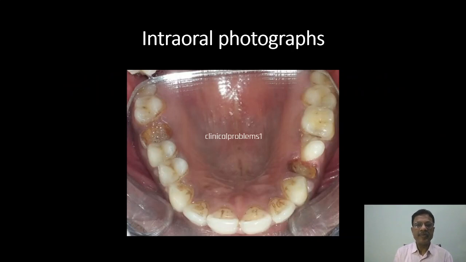Now this is the extraoral picture, which shows clearly that this patient needs some aesthetic correction so that he can smile confidently during his wedding ceremony, and this was the main concern of this patient.